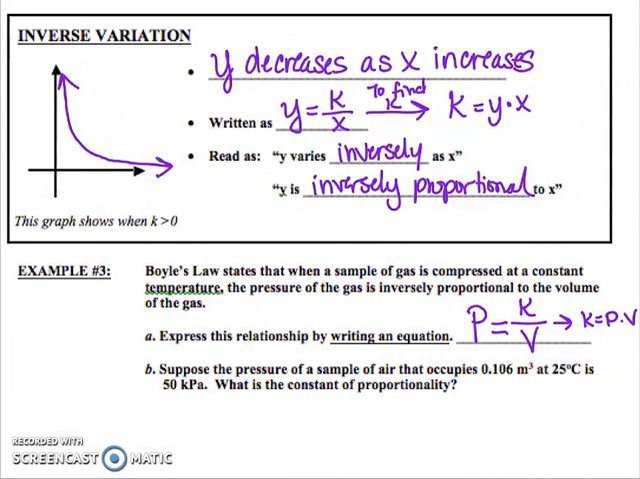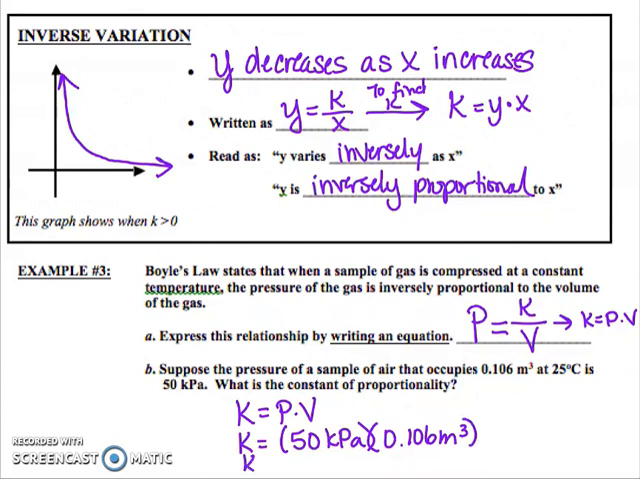So again, I'm going to start by finding our K value, or actually that's all we have to do is find our K value. So our K value is going to be equal to our pressure times our volume. So K is going to be equal to 50 kPa times 0.106 meters cubed. So our K value is 5.3.